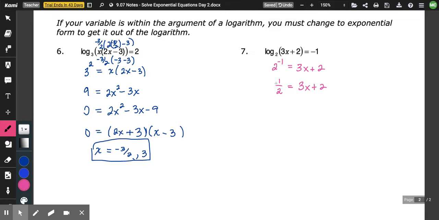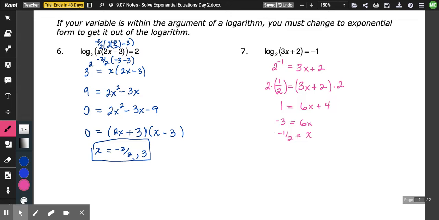And then to solve this as easily as possible, I'm actually going to get rid of the fraction by multiplying both sides of this equation by the denominator. So that would give me 1 equals 6x plus 4. And then to solve, I could subtract 4 from both sides, which gives me negative 3. And then divide both sides by 6, which would be a negative 1/2.